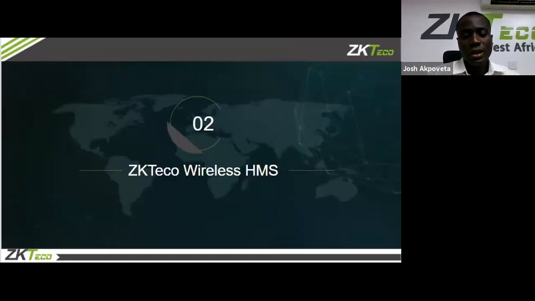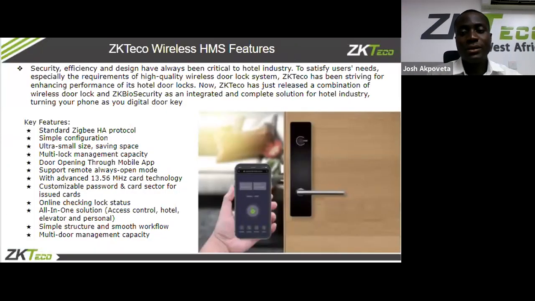Now, let's go to the second product we are offering at ZKTeco, our wireless lock. The wireless lock, just like the ZK Biosecurity lock, is a lock that can be integrated also with ZK Biosecurity and is a complete solution for the hospitality industry.